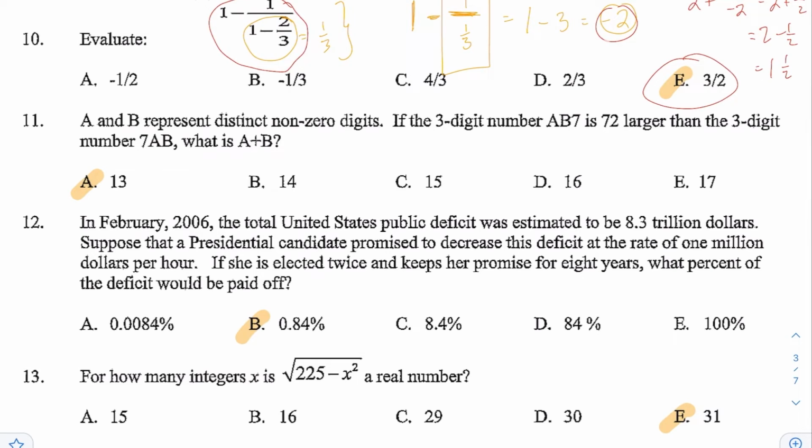Next for number 11, A and B represent distinct non-zero digits. If the 3-digit number AB7 is 72 larger than the 3-digit number 7AB, what is A plus B? So you have AB7, and if you subtract 7AB, what you get is 72. So here 7 minus B has to be equal to 2, so you know that B might be equal to 5.